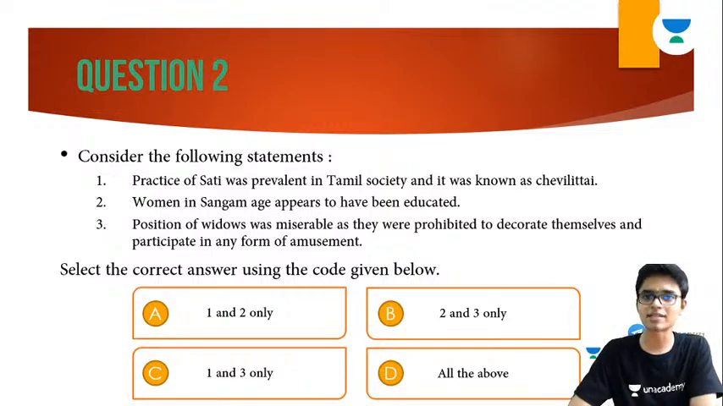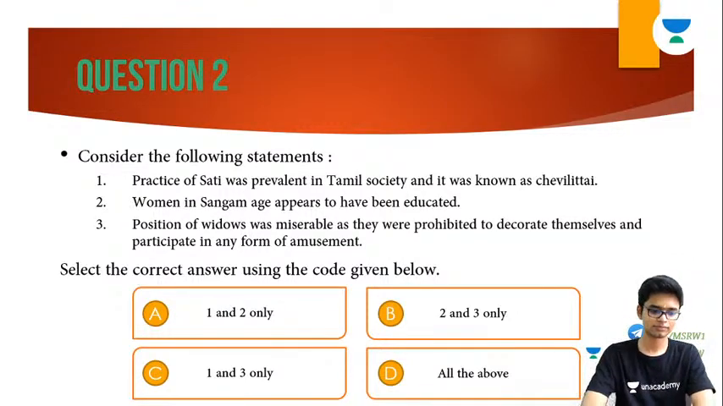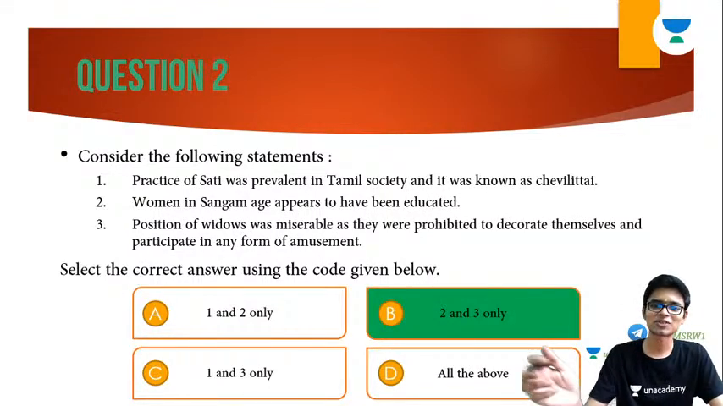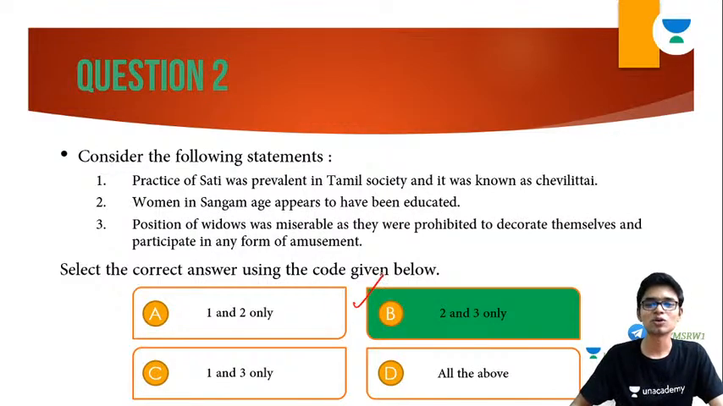Okay, Lipsa is saying it is B, 2 and 3 only. Others? Once I get a couple of answers, I will give you the explanation. Vinmala also saying it is B. Okay, let's see the answer. Satya is saying it is A. The answer is actually B. Very good. 2 and 3.